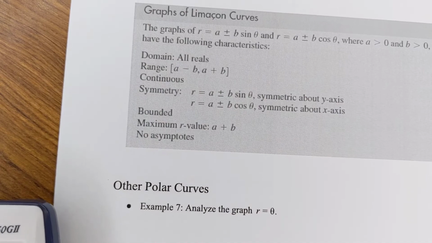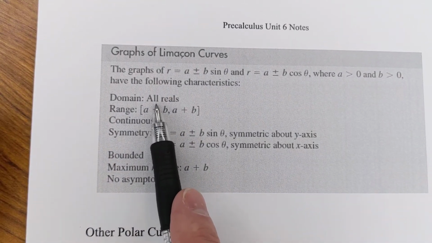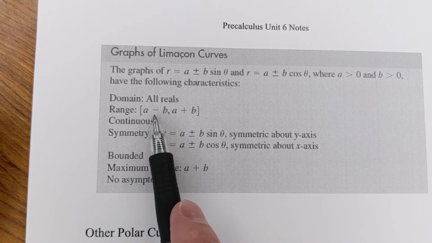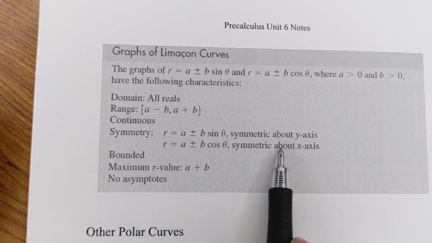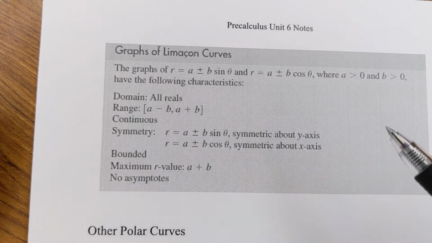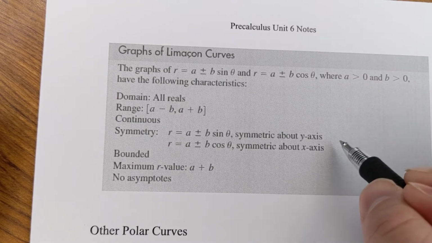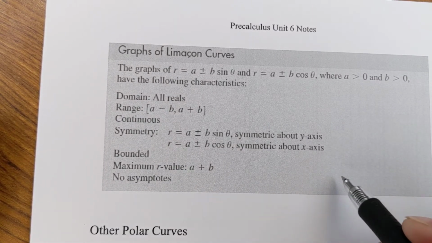So here are your definitions for the limacons. Domain is all reals, the range goes from the difference to the sum. Symmetry depends on which one you have, which axis you're symmetrical about. Sine is symmetrical about the y-axis, meaning that it will loop down or up, with the big hump. Cosine is about the x-axis, so right or left.